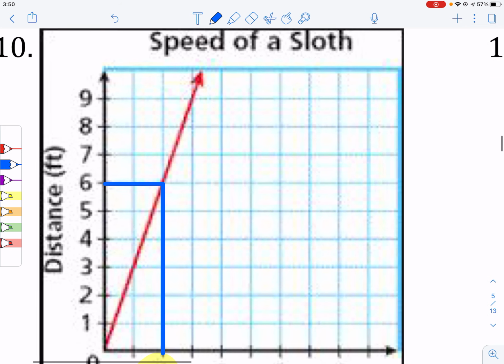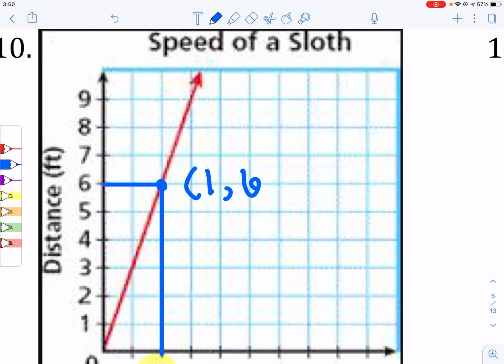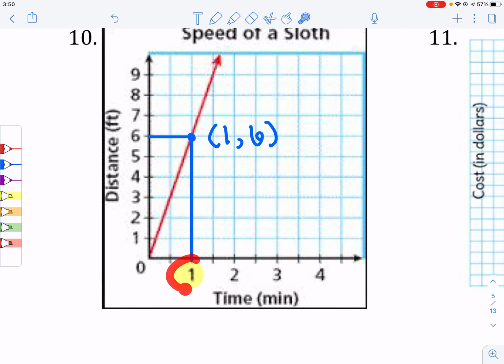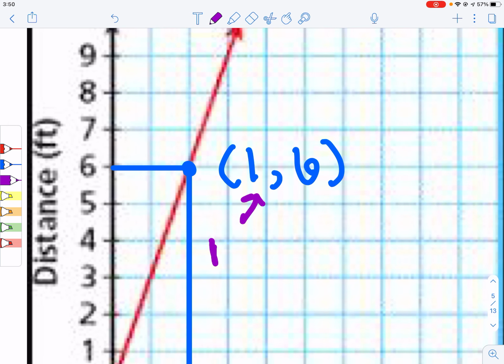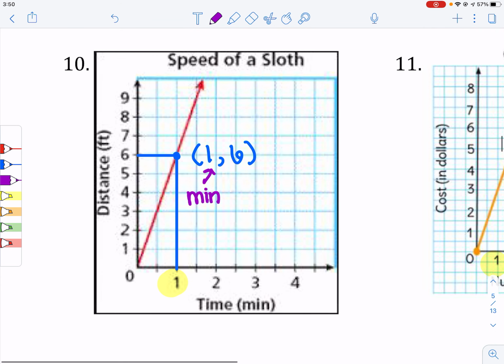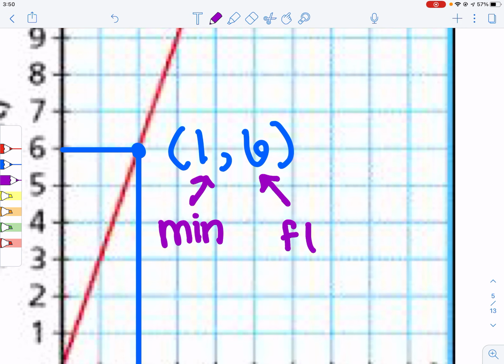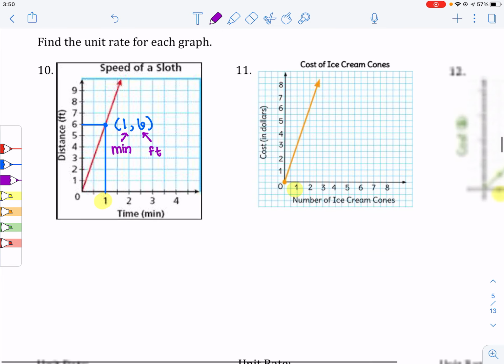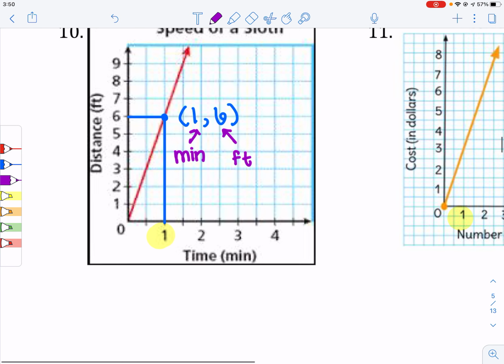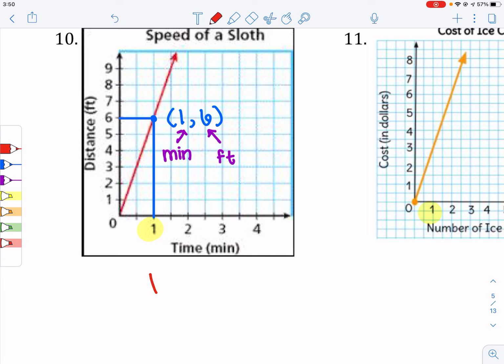Okay, so this ordered pair would be 1, 6, and it's 1 of these, so 1 minute, and then it's 6 of these. We got 6 feet. 1 minute, 6 feet. Okay, when you write your unit rate, you always use the y value over the x value. So I'm going to say 6 feet. For this unit rate, we'll say that it is 6 feet over 1 minute. And there we go.